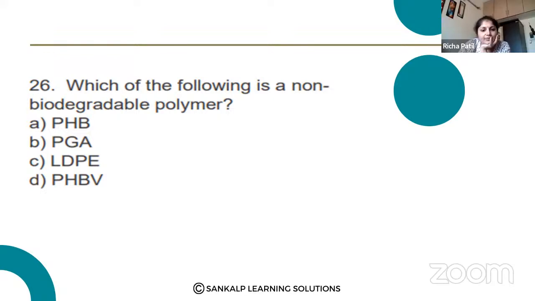We had discussed this. Non-biodegradable polymer. Not C. C is low density polyethylene. No. Non-biodegradable polymer, there are two examples. One is nylon 2, nylon 6, and another is PHBV. Okay, PHBV. So the answer is D.